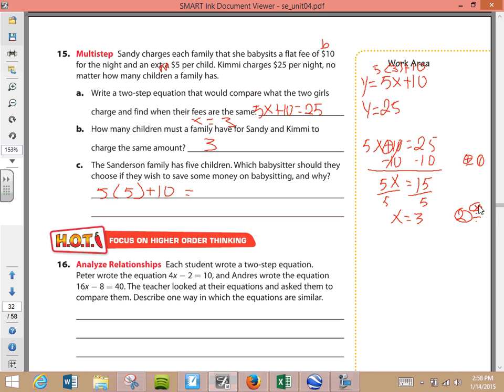I know, I heard you. That's why I'm writing it down. $5 per child. That'll be 5 times 5, 25. Plus 10, 35. So Sandy will charge them $35, right? Kimmy only charges 25, period. So which one's a better deal? Kimmy, that's a better deal. It's cheaper. You save $10.